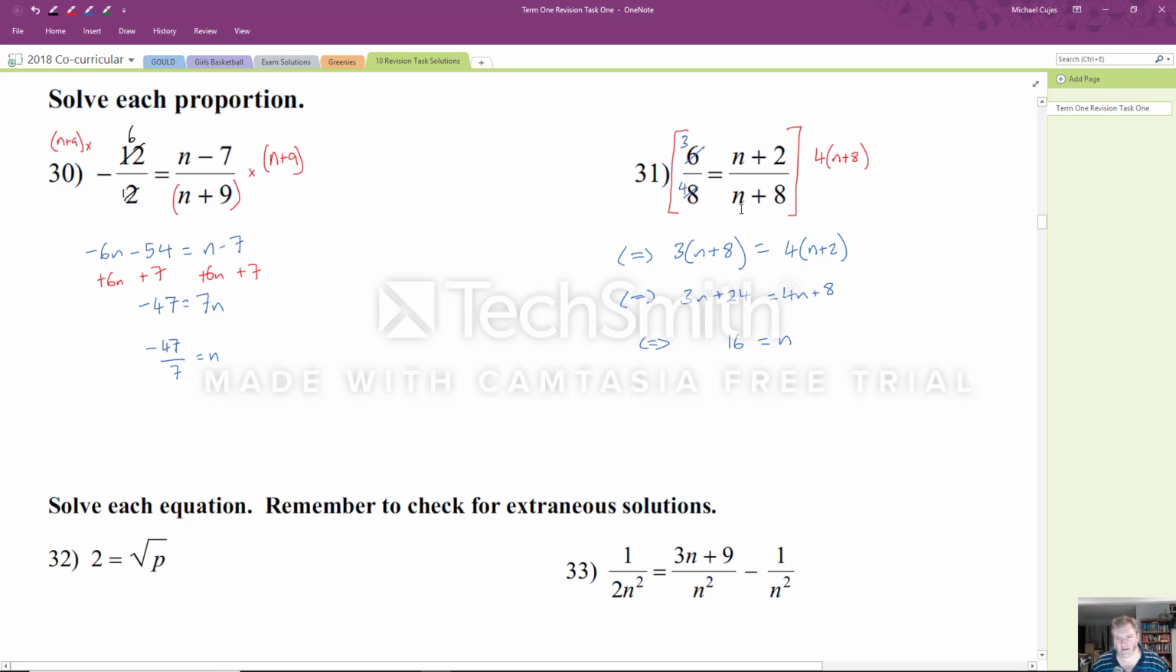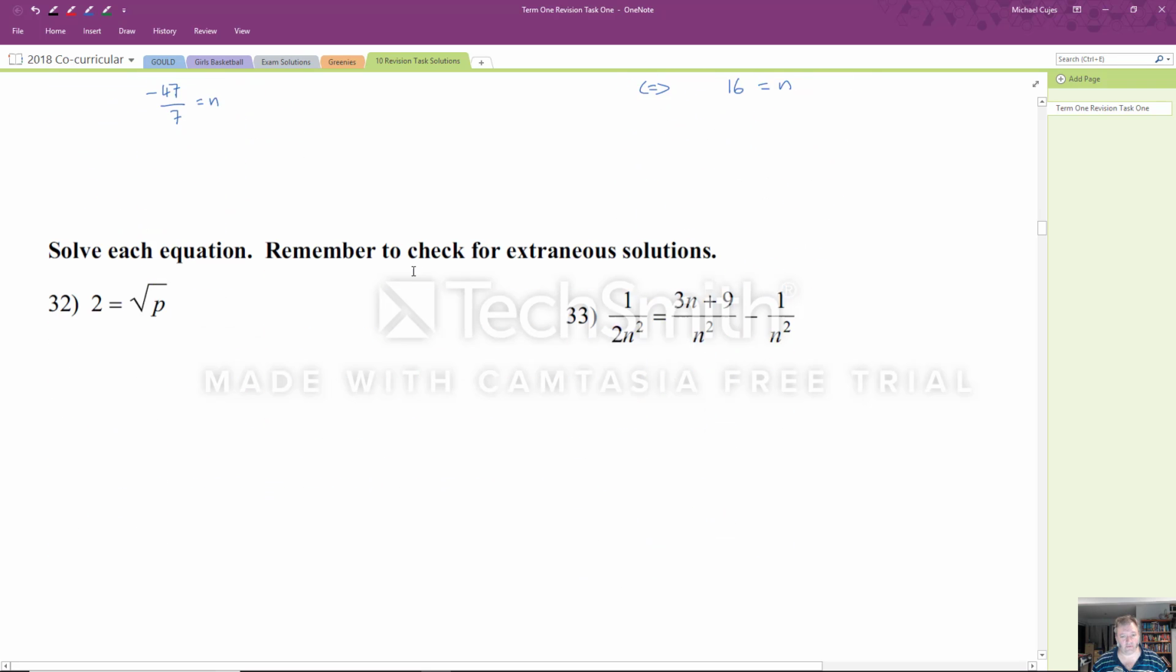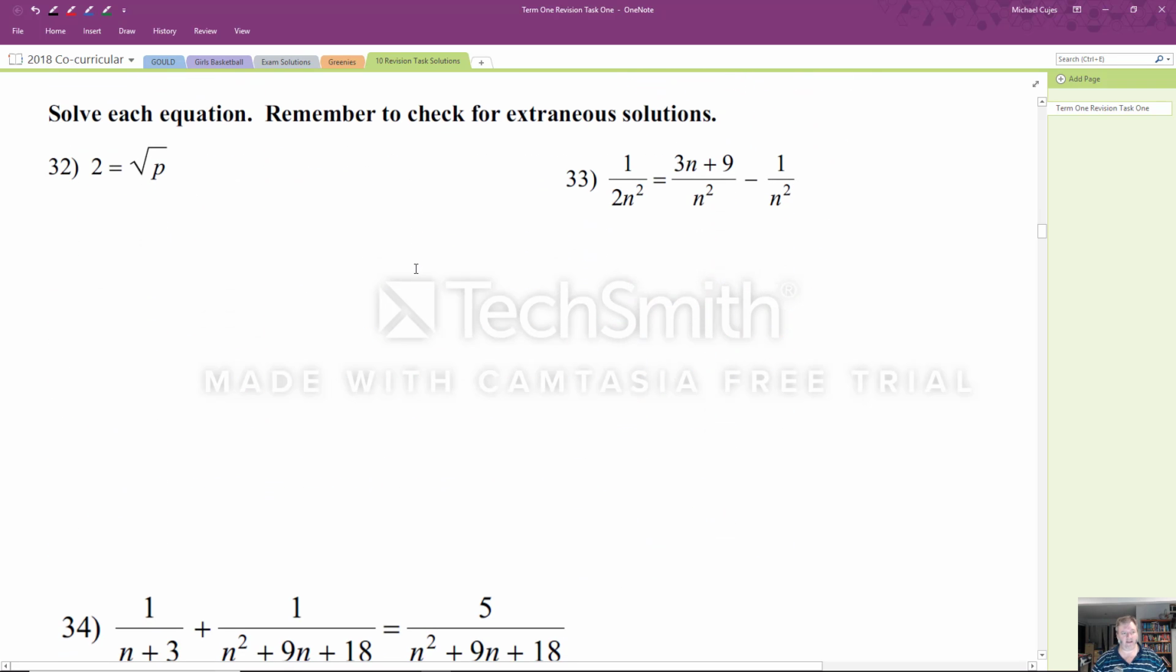16 plus 2 is 18. 18 over 16 plus 8 is 24. 18 over 24, well that's 3/4, which is what 6 over 8 was. So we're all good, fine and dandy.